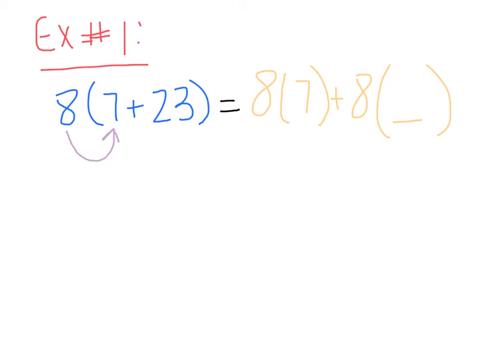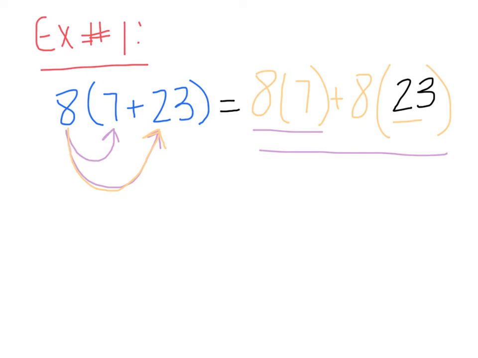times 7 plus 8 times 23. And that's what we have over here. Here's 8 times 7. And when you have a number outside the parentheses and a number inside and there's nothing in between, that means multiply. So we already have 8 times 7. And then our second part was this one, 8 times 23. So that's our missing number.